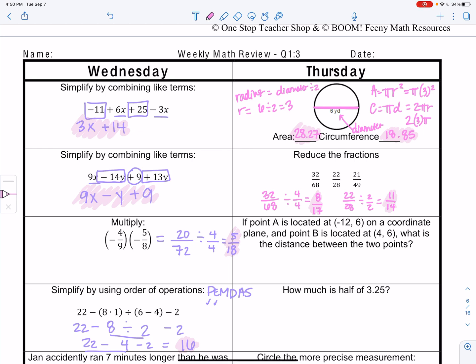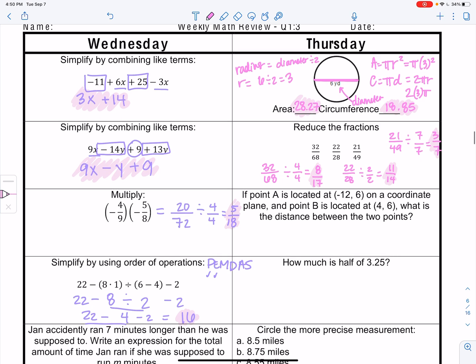Next, I have 21 and 49. Obviously, their greatest common factor is 7. We'll divide both by 7. So we have 21 divided by 7 is 3, while 49 divided by 7 is 7. So we have our solutions.